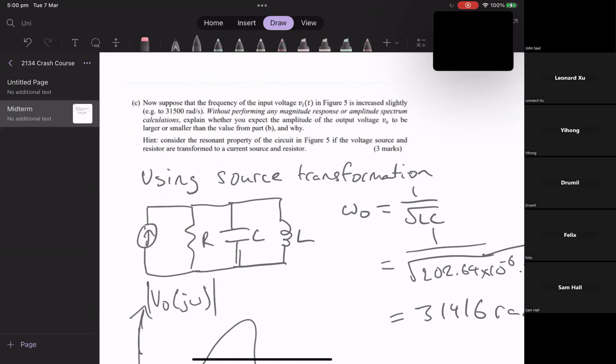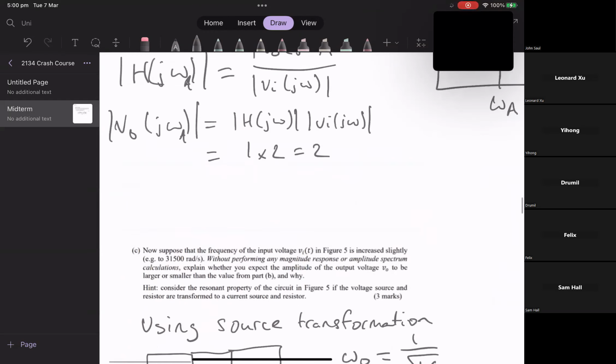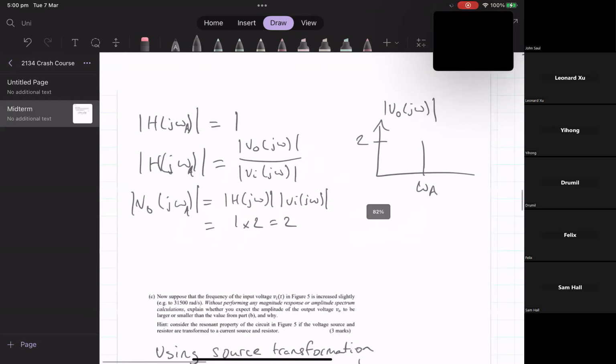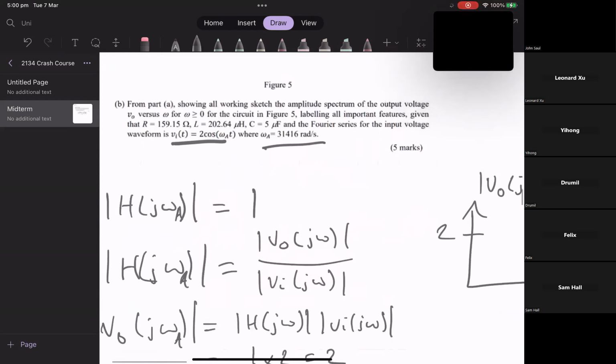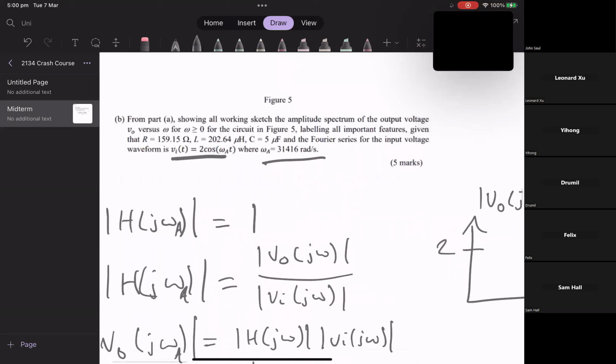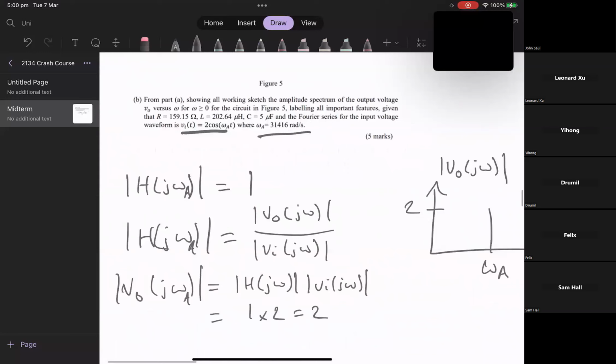Yes, I just subbed in these values, you can do that in a calculator and you'll just get that it all equals 1.